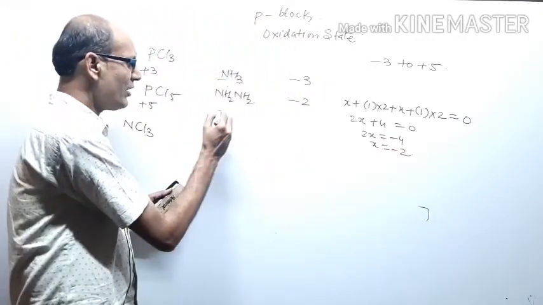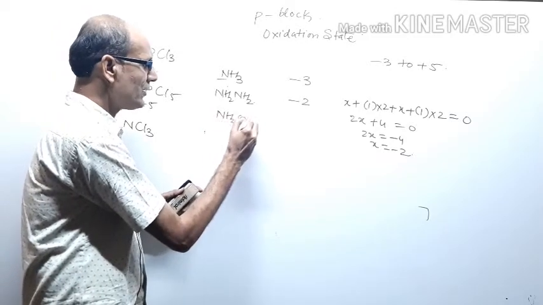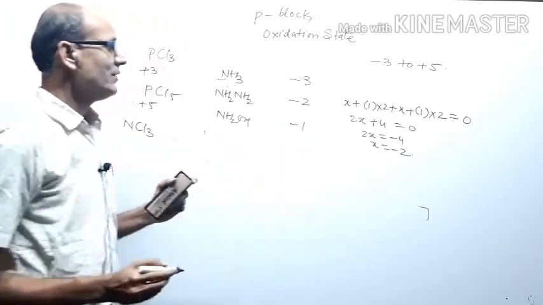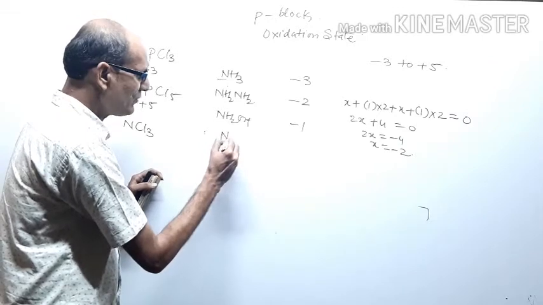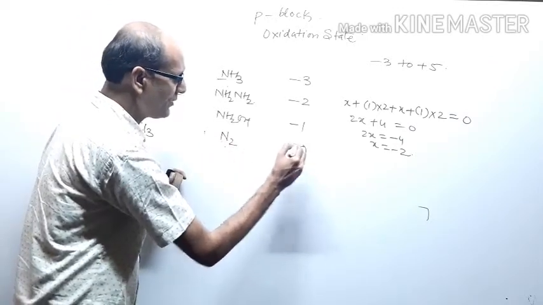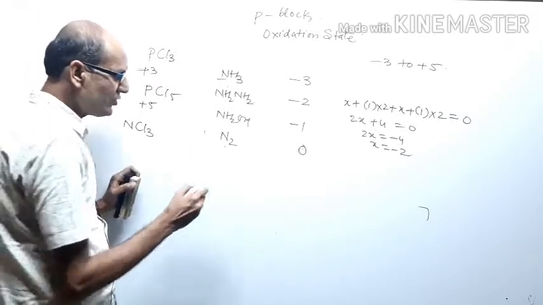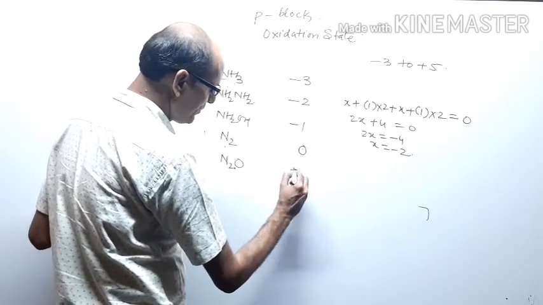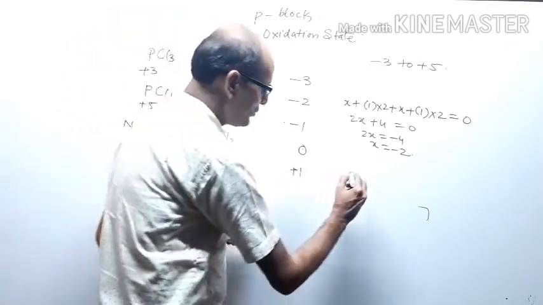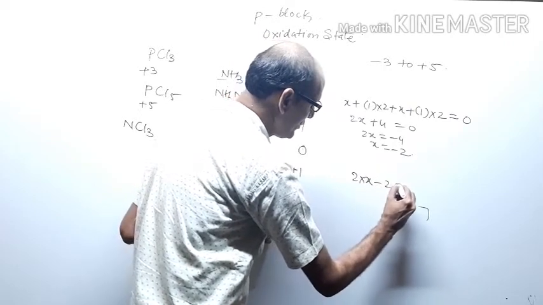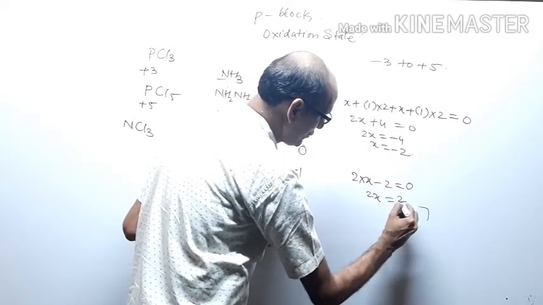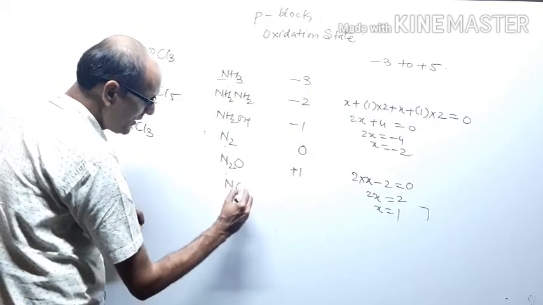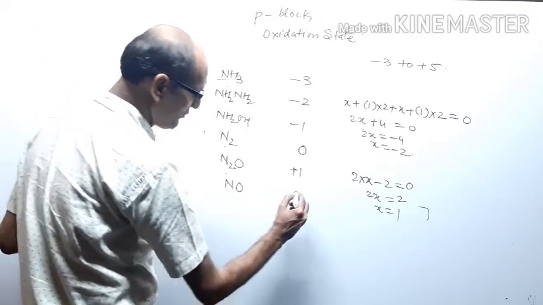Now see, in hydroxylamine, NH2OH, the oxidation state of nitrogen is -1. Then nitrogen in the N2 molecule has oxidation state 0. And in N2O, nitrous oxide, the oxidation state will be +1. Please check how it will be +1: 2 into X minus 2 equals 0, so 2X equals 2, so X equals 1. While in NO, nitric oxide, the oxidation state will be +2.